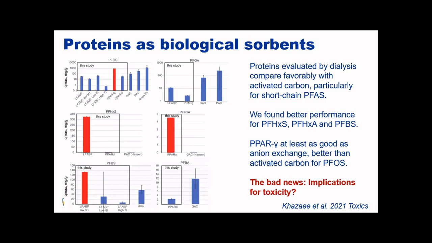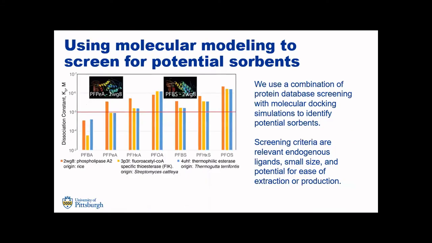And then the biggest thing, of course, here is I was just complaining about activated carbon being expensive. Try comparing activated carbon to a purified mammalian protein. It's dirt cheap, right? And so now we're thinking, okay, we have the mechanistic understanding of how this could be harnessed, but we need something a lot cheaper than trying to produce PPAR gamma in the lab. And so we're now taking that understanding and using molecular modeling to screen for potential sorbents.